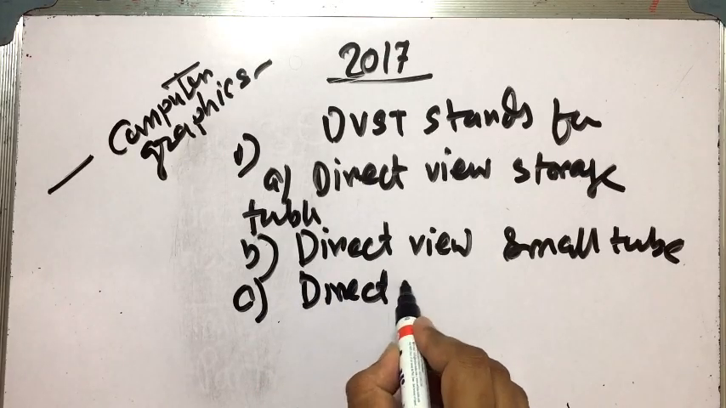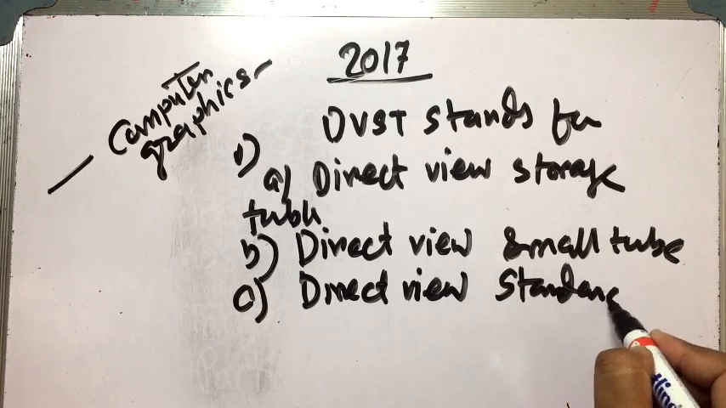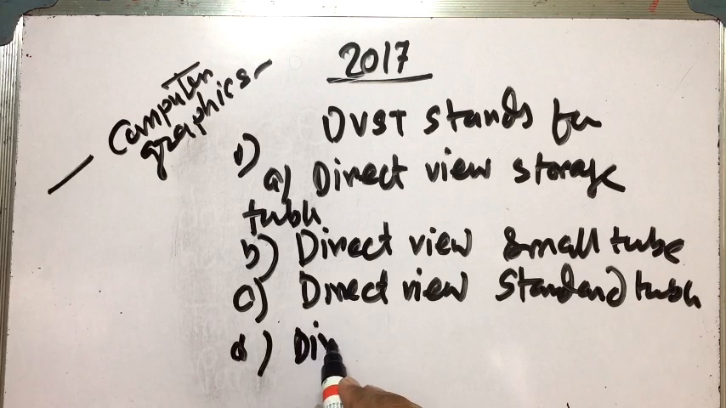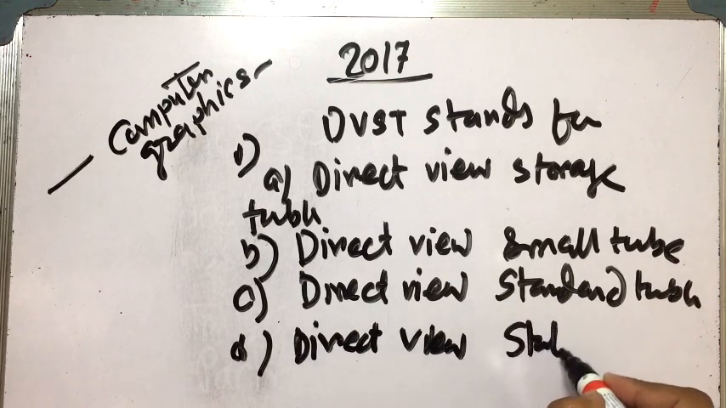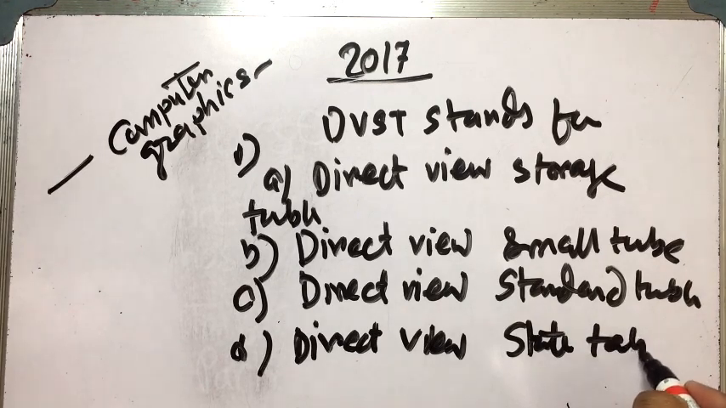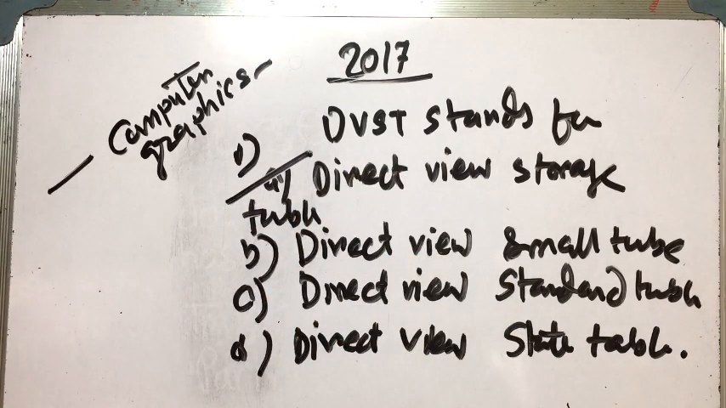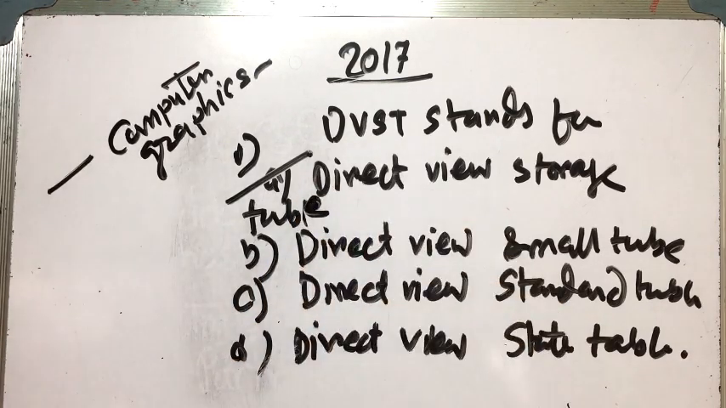Direct view storage tube, option D direct view state table. The answer is direct view storage tube. Option A is the correct answer, direct view storage tube.